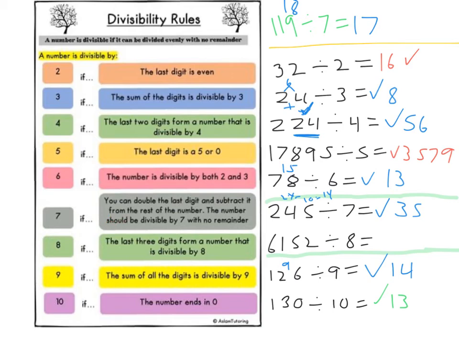Same with this 8 one here. In our example, we're successful. It says a number is divisible by 8 if the last 3 digits form a number that is divisible by 8. So 152. The thing is, yes, 152 is divisible by 8, but I didn't know that either. 152 divided by 8 equals 19. So therefore, 6,152 is divisible by 8. But you have to know that, and I didn't.